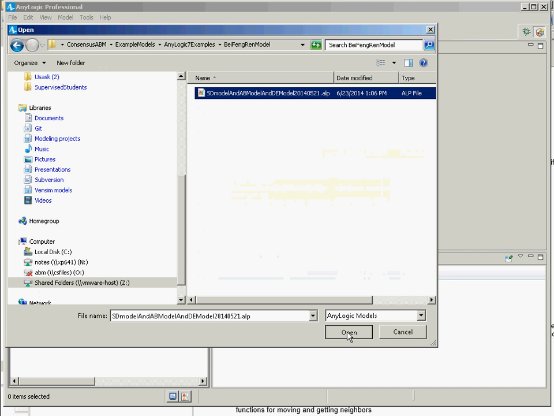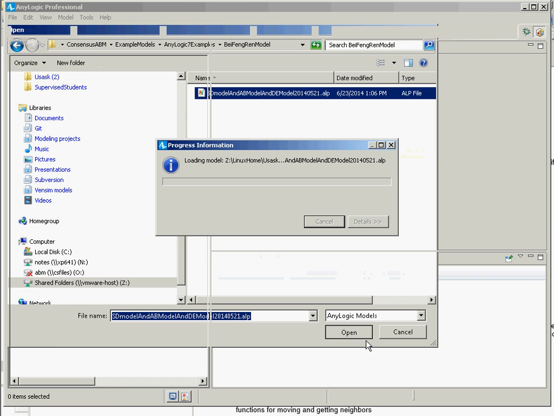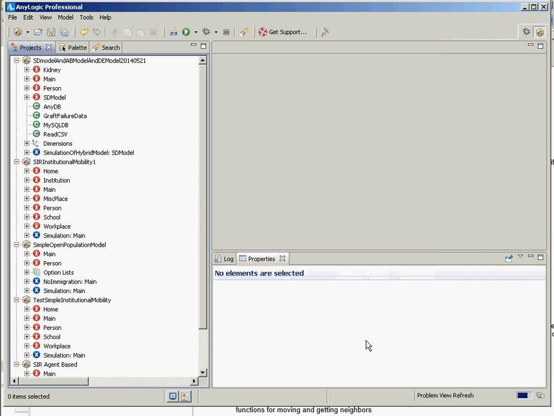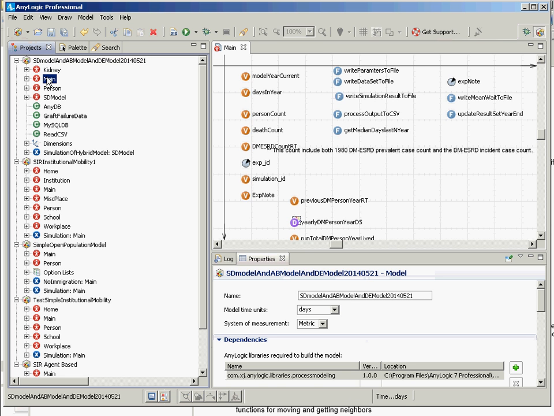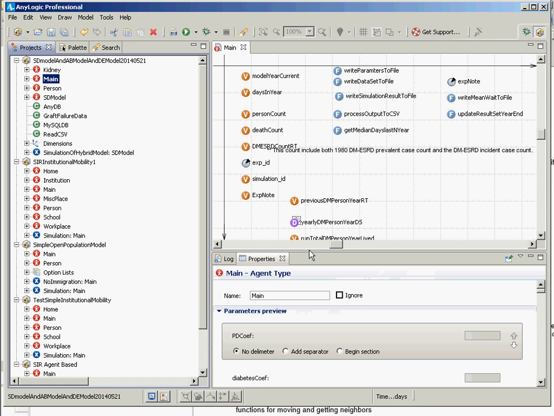It has some components in system dynamics. It has some components in the agent-based, and some components in the discrete event. Winchell, it's the Beifeng-Ren.